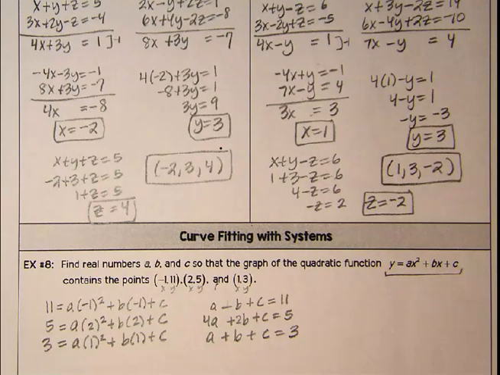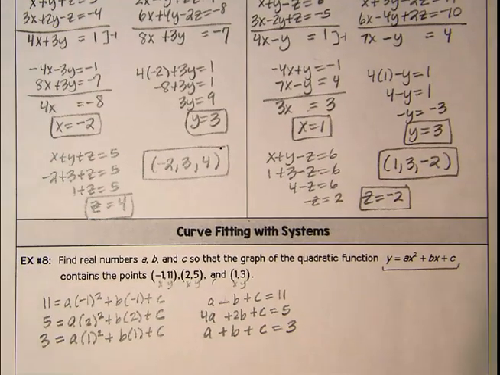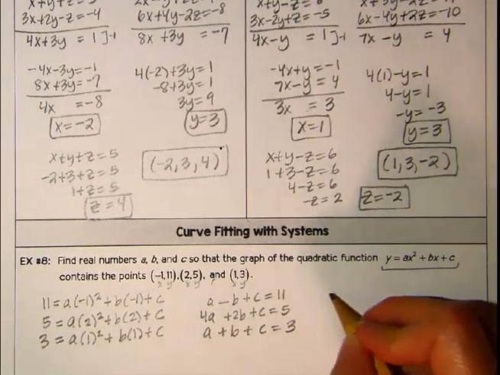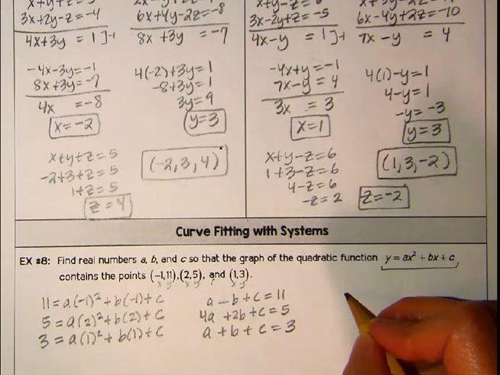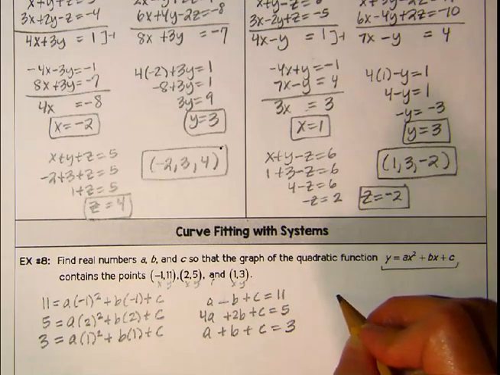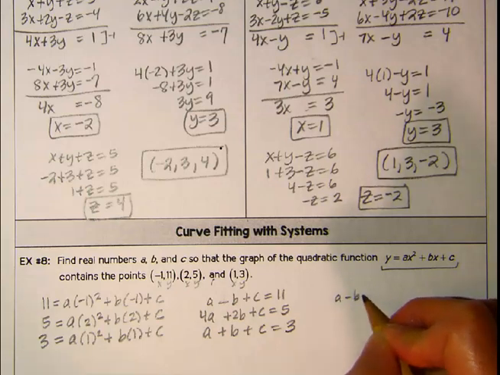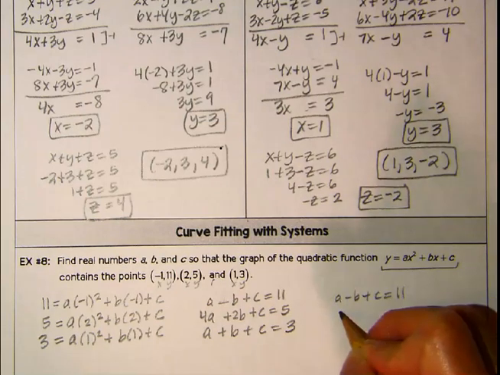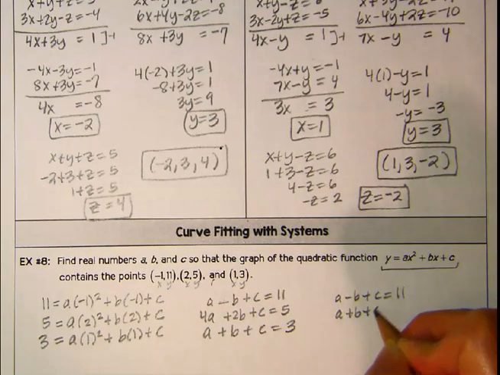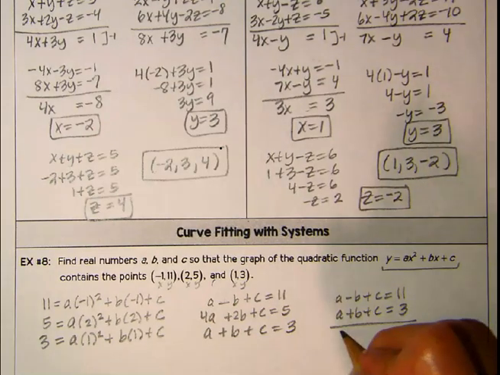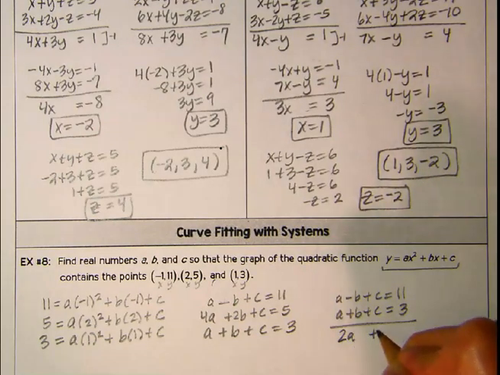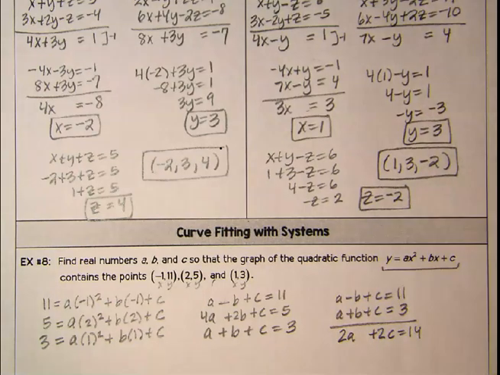Since the b's are different signs, I think I'm going to cancel the b's. But like I said, you can do any of them, it doesn't matter. So if I go to cancel the b's, then I'm going to take this first one and the last one. And so that gives me 2a plus 2c equal 14.